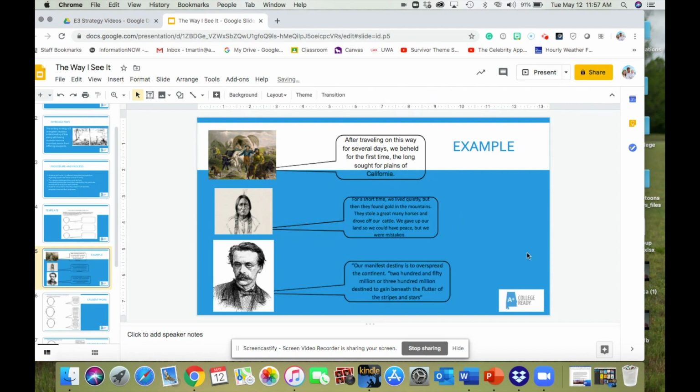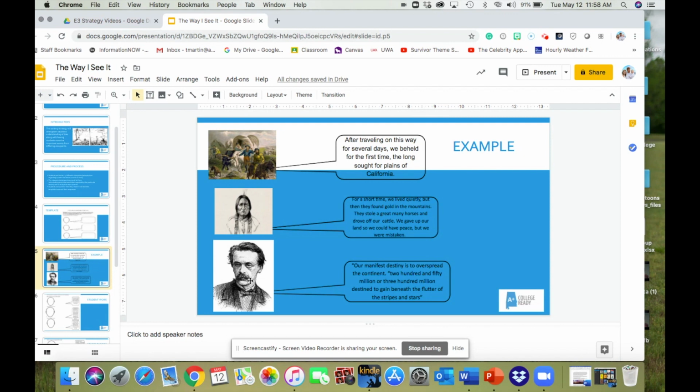And then we have our last character, John O'Sullivan, who actually coined the phrase manifest destiny. And he would likely say something like, our manifest destiny is to overspread the continent. And then he actually said 250 million or 300 million destined to gain beneath the flutter of the stripes and stars. So you can see we have 3 various perspectives: the travelers, the Native Americans, and then John O'Sullivan.